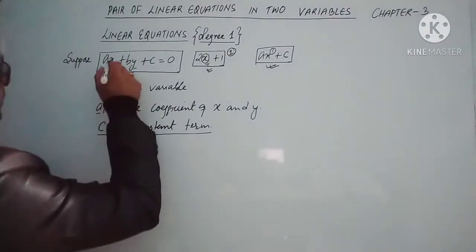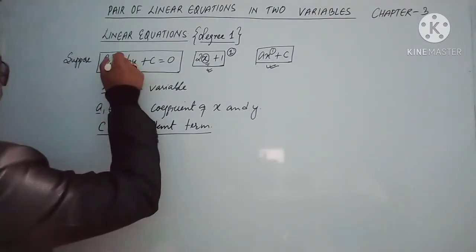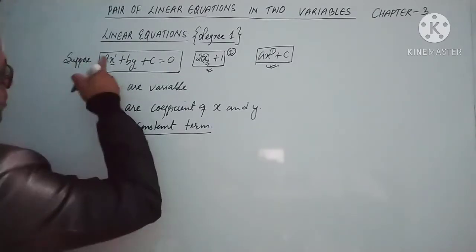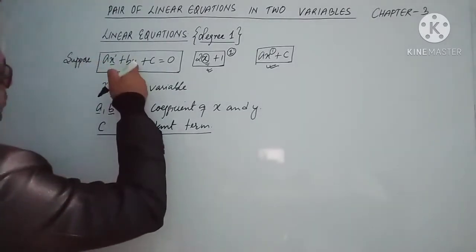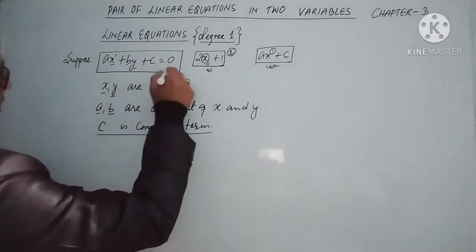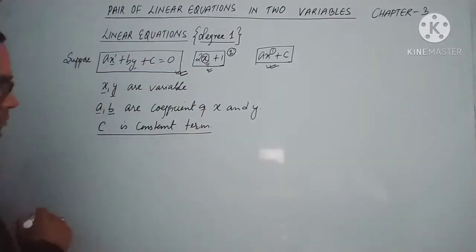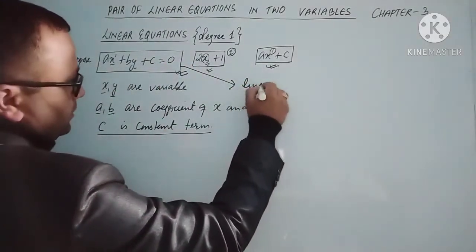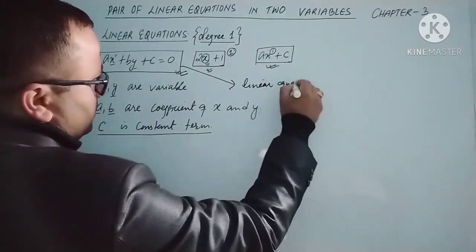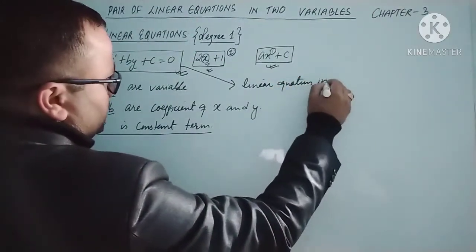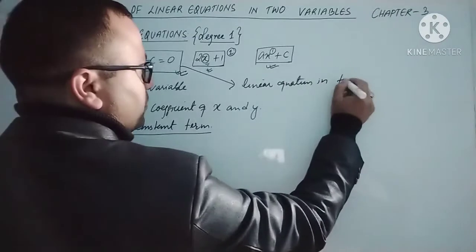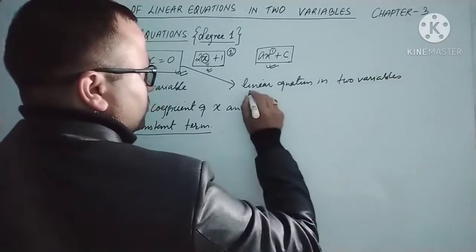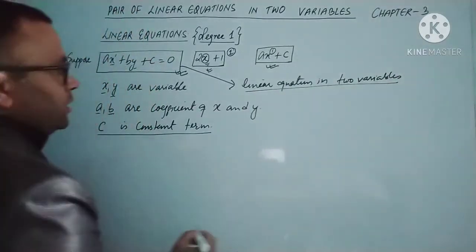Now we can see here the degree of this variable is 1. The degree of x is 1, the power of x is 1 and the power of y is also 1. So we can say that it is a linear equation in two variables. The two variables are x and y.